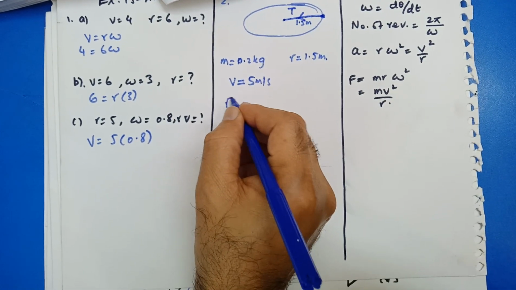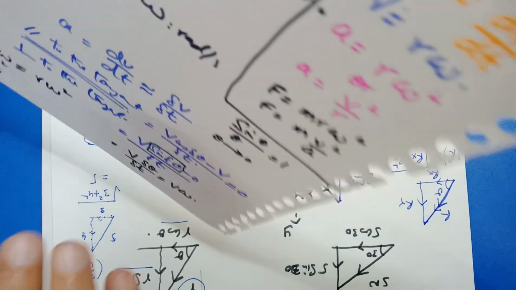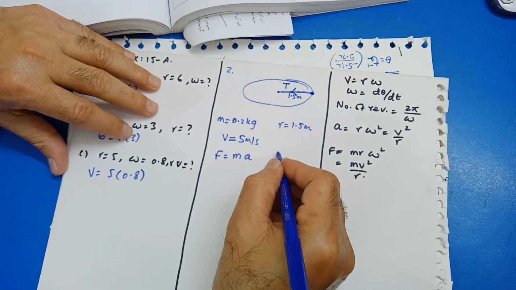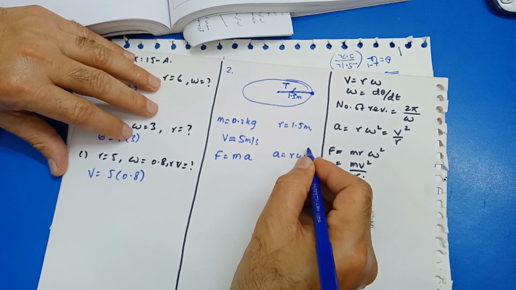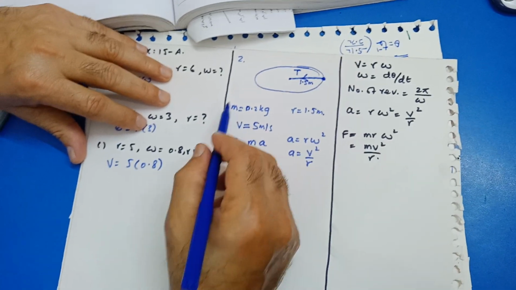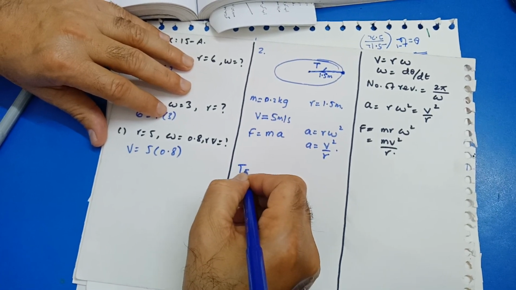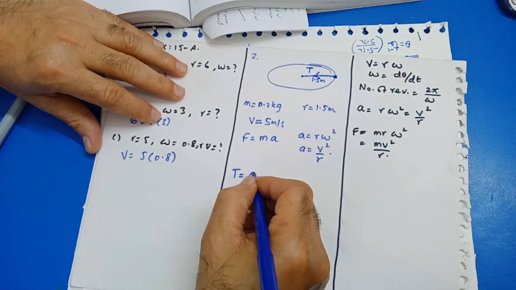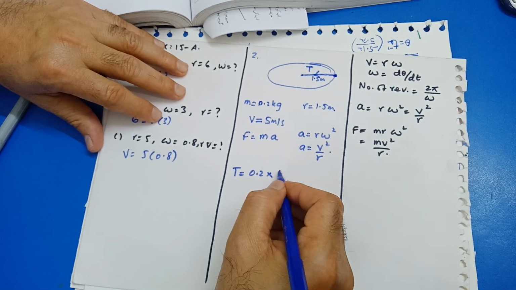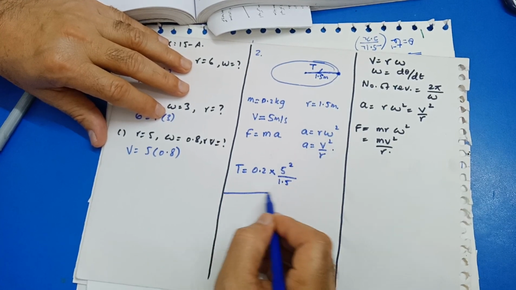So we have that F is equal to, there are basically the formulas, they're here, okay. So your F is either, if you use that MA, and your A is either R omega square, or this is your V square over R. So in this situation, we shall be using this formula. So this F is basically the tension here, and that is mass 0.2 times the acceleration, which is going to be V square over R, that is 5 square over 1.5. So that is how you will be able to find the tension in this string, okay.